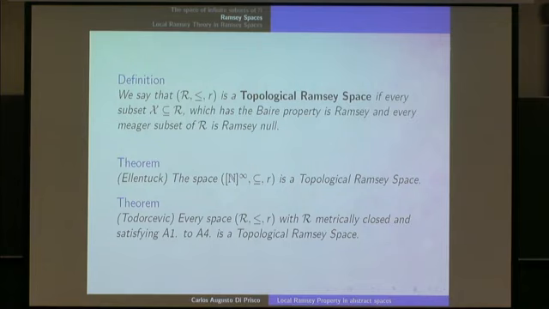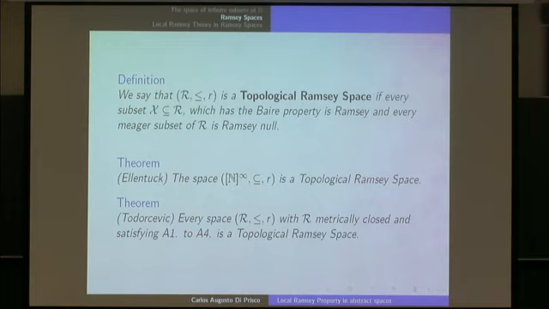Okay, so we say that such a space is a topological Ramsey space if we have the equivalence between the Baire property and the Ramsey property for that space, and the equivalence between being meager and Ramsey null. So of the three examples I gave, the Ellentuck space is a topological Ramsey space. Also the set of finite sets with this order relation, and the set of partitions of omega. The three examples satisfy this definition.